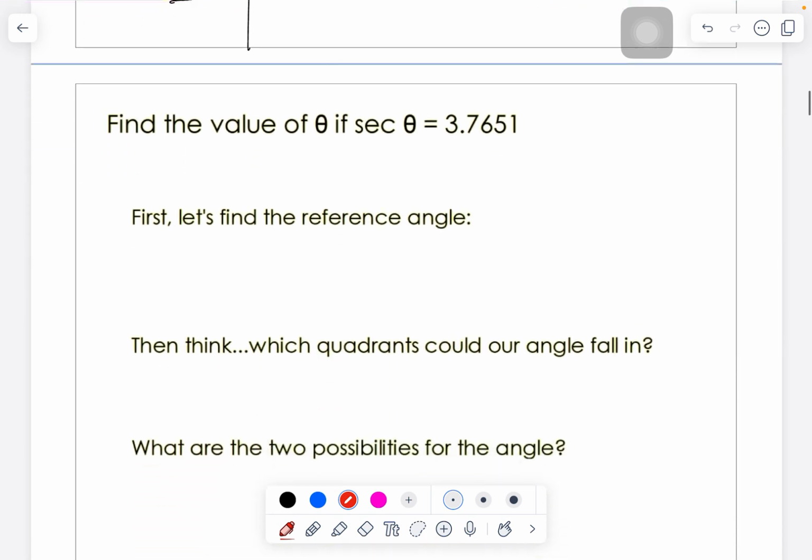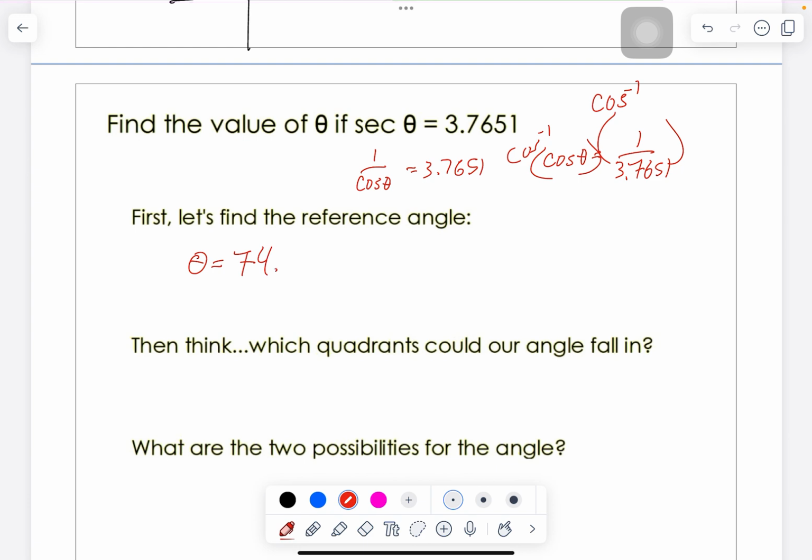So when it comes to secant, well, hey, guess what? Secant is 1 over cosine. So with a little bit of algebra, I can get the cosine of theta is equal to 1 over 3.7651. And then I'll use the inverse cosine. So the inverse cosine of 1 divided by 3.7651. Again, I'm getting the reference angle, so that means theta is 74.597. If you wanted to go 74.6, that'd be fine.